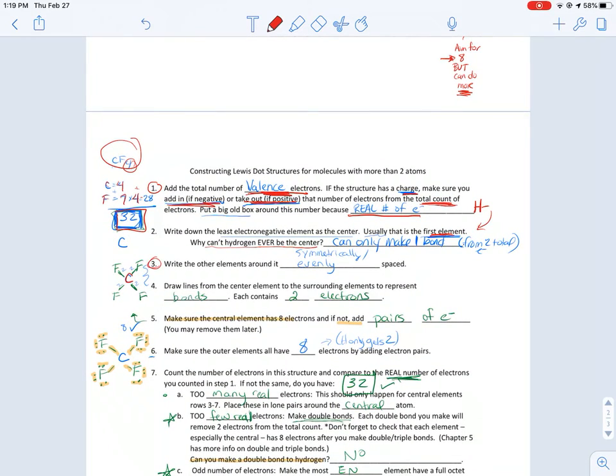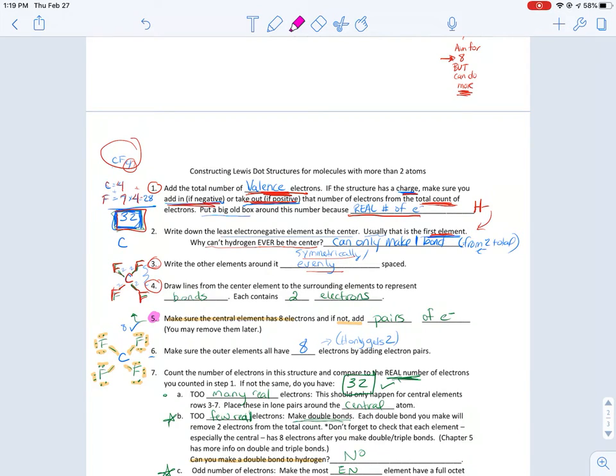Third step. You're going to write the other elements around it symmetrically and evenly spaced. So we've got our fluorine, fluorine, fluorine, and fluorine. See how they're kind of evenly spaced? And then you're going to draw lines from the center element to the others to represent bonds. So bond, bond, bond, bond. Remember that each bond contains 2 electrons. That's why I've got little 2's around it.